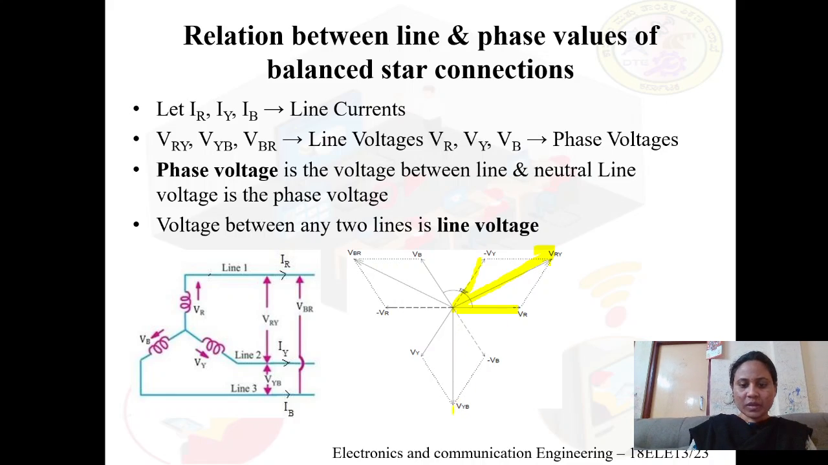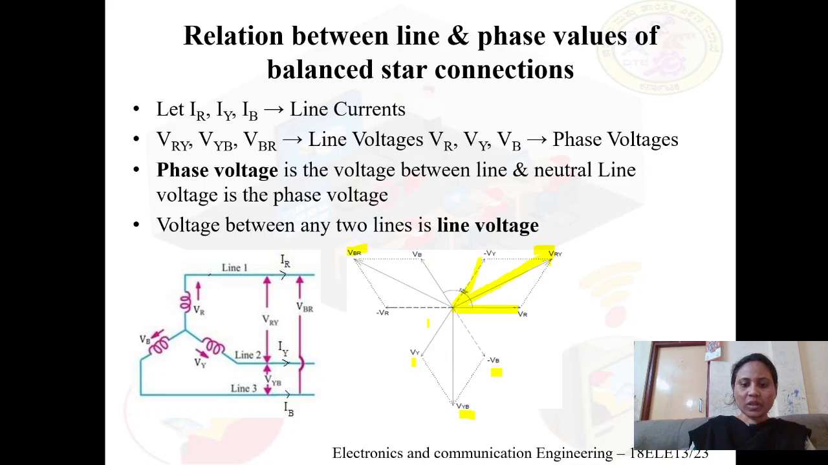Similarly, VYB is the resultant of VY and minus VB, or the line voltage VYB is the vector difference between the two corresponding phase voltages. Which phases are we considering? Y and B in this case. So it is VY minus VB. Similarly, the line voltage VBR is the vector difference between the two phase voltages, that is VB minus VR.